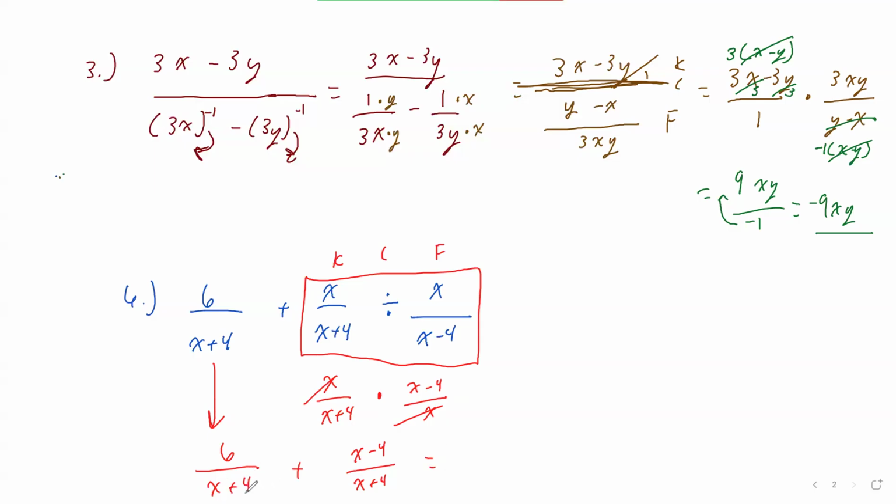Now I can see that the denominators are the same, so I'm going to write it down one time and then do the operation on top. I now have 6 plus x minus 4, so I have an x, and then 6 plus negative 4 would just give me 2. So this would be your result. So even though this looks pretty complicated, follow your PEMDAS, do your division first, get that into one fraction, and then do your addition or subtraction next.